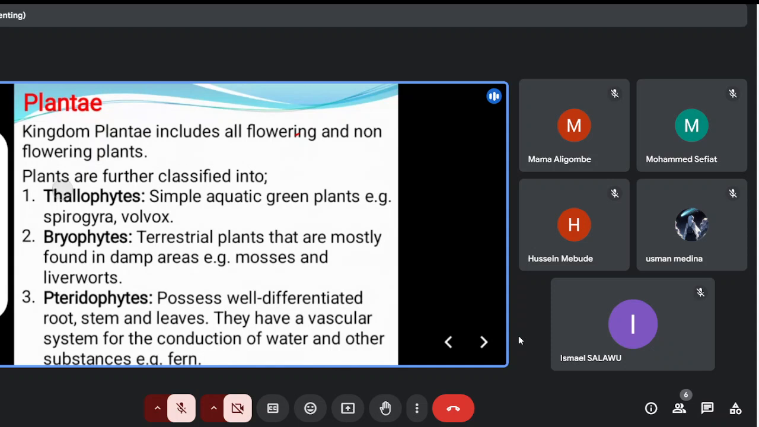Now the next group. We said this first group here do not have leaf, stem, and root at all, even though they are plants. These ones too do not have root, stem, and leaves, but they have structures resembling roots, stem, and leaf. Those structures look like stem, root, and leaf, but they are not actually true stem, leaf, and roots. So you could say they have false root, false stem, or false leaf. We are going to see an example. Examples include mosses and liverwort.